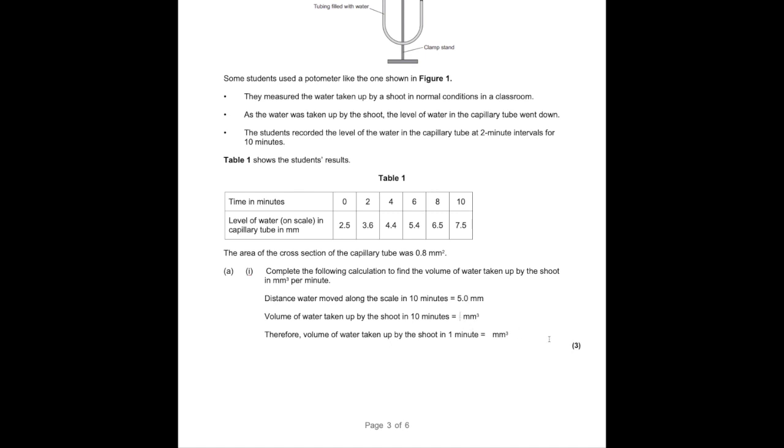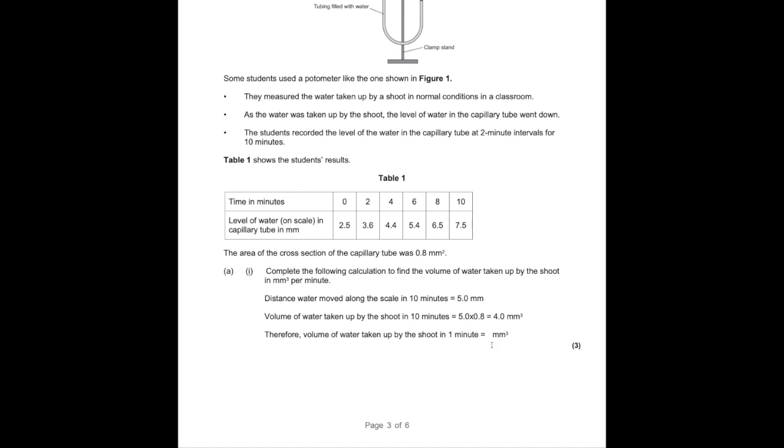So next, volume of water taken up by the shoot in 10 minutes. So this is where the area comes in, okay? To find the volume for the water that was taken up, we need to multiply the area by the length, because we're kind of thinking of it as like a cylinder, a 3D shape. So we're going to do 5 times 0.8, which would give us 4. Okay, so that is 4 millimetres cubed, and that is over 10 minutes.